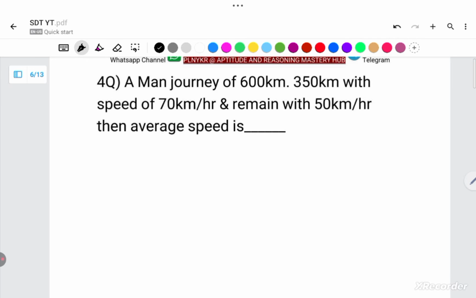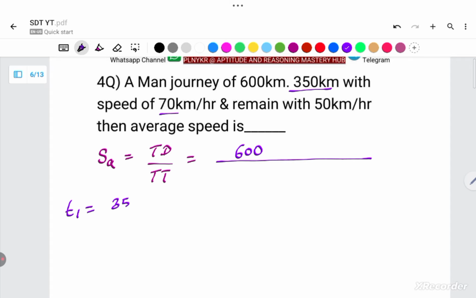In this question, asked to find the average speed, we know the average speed equals total distance to total time. Here the total distance is 600 kilometers. For total time, for 350 kilometers he traveled at 70 kilometers per hour. That means t1 equals distance 350 by speed 70, so the time will be 5 hours. The remaining distance is 250 kilometers, traveled at 50 kilometers per hour. That means 5 hours. So 5 plus 5, and the average speed will be 60 kilometers per hour.